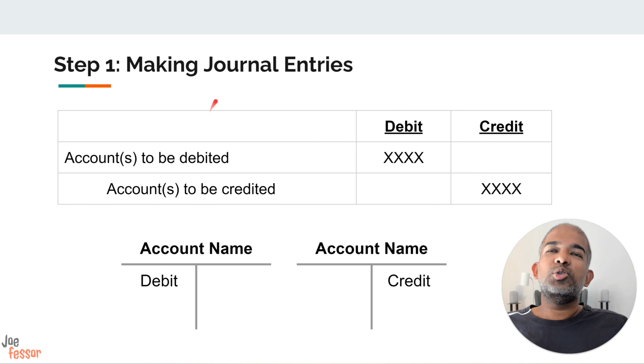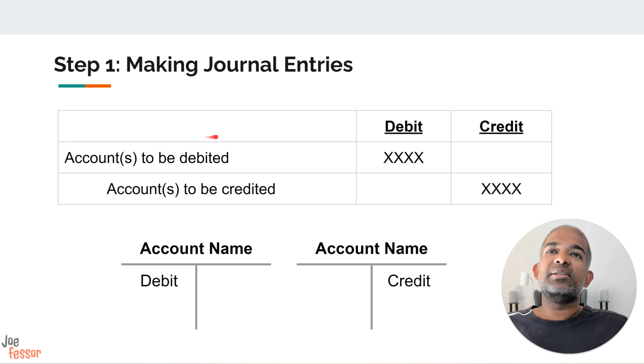Now let's look at how to actually show these journal entries. We already saw how a T account works. You write the name of the account at the top, and if you're going to debit that account, you would write that on the left-hand side, or if you're going to credit that account, you would write or show that on the right-hand side.